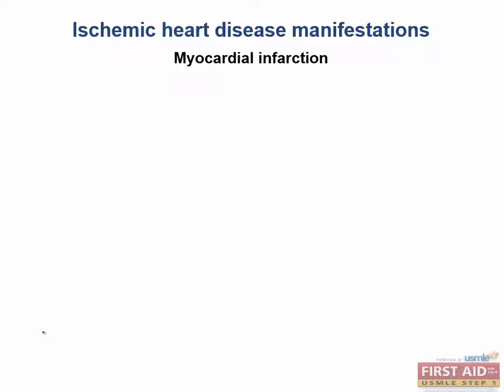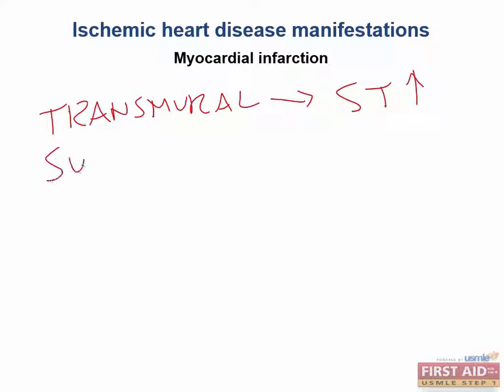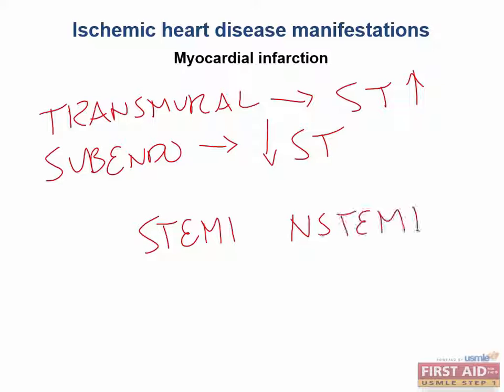Now we move on to myocardial infarction. We will really go more in depth in the coming slides about myocardial infarction, but we can take this opportunity to say again that transmural ischemia is going to show ST elevation and subendocardial ischemia is going to show ST depression. Anytime you have cardiac markers as positive, you have to change your diction from angina to STEMI or non-STEMI.